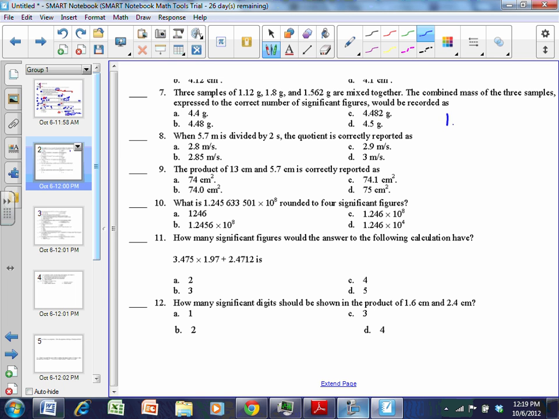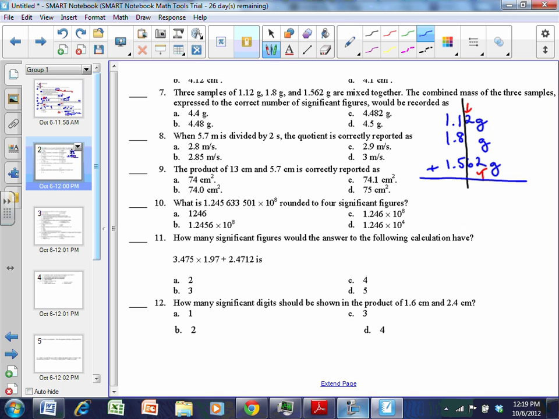Okay, so we have 1.12 grams, we have 1.8 grams, and we have 1.562 grams. And then I go to the least precise measurement. This is the hundredth place, this is the tenths in 1.8, and this is the thousandths. So I'm going to report my answer to the tenth place when I add them.